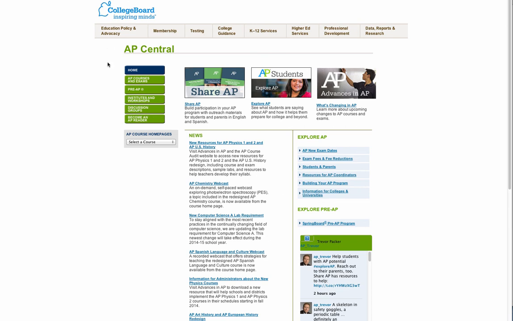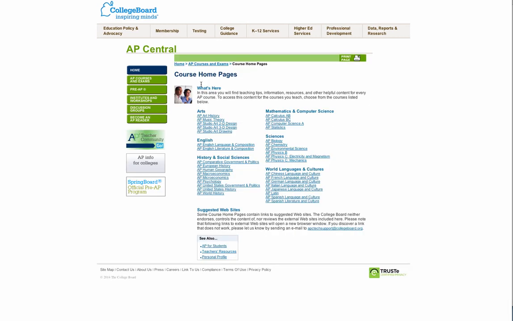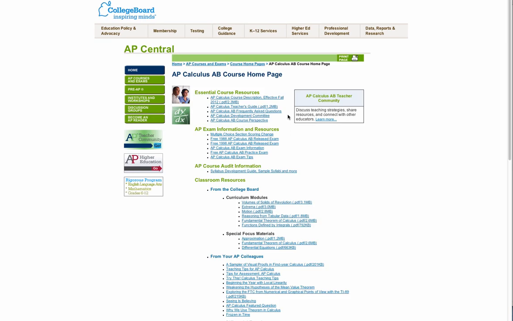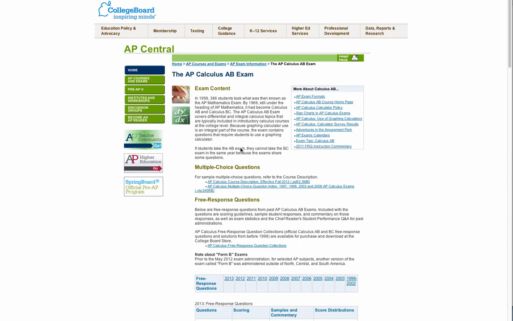From here, on the left, it says AP Courses and Exams. I go to Course Homepages, and I choose AP Calc A, B, or BC. They're both set up identically. From here, they've hidden the free response questions. You want to go right here to AP Calculus AB Exam Information, or again BC if you're on the BC page. And from there, you'll scroll down.